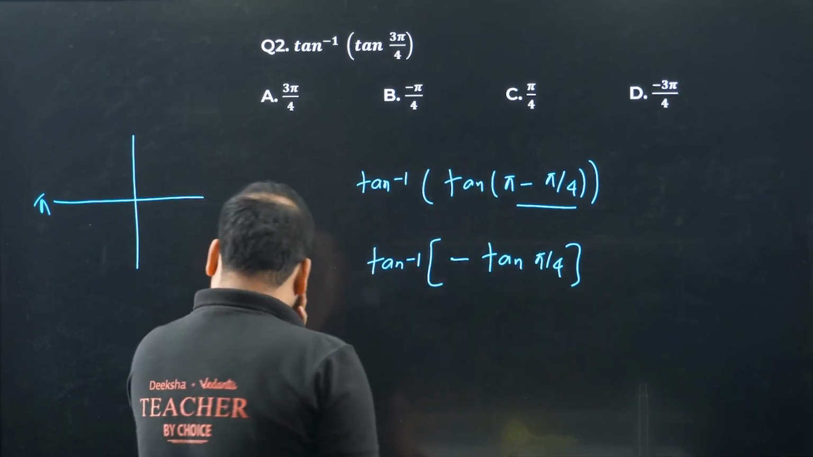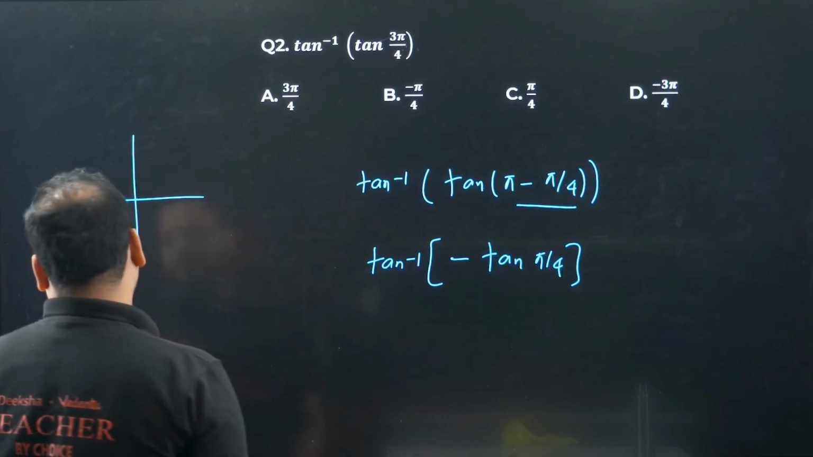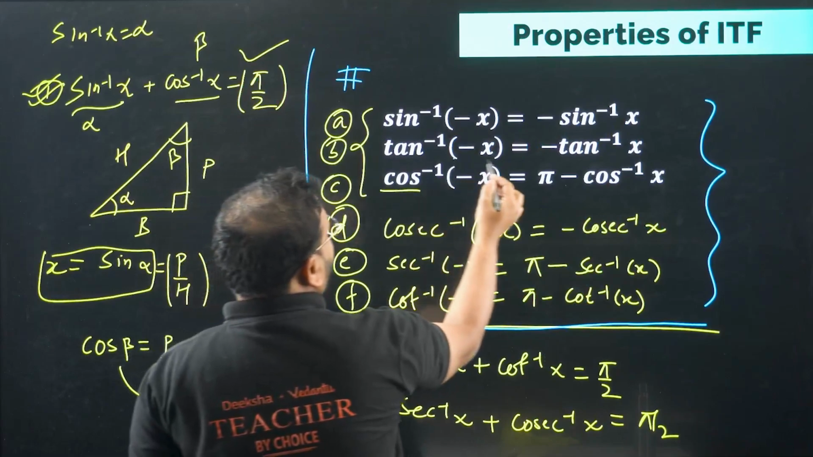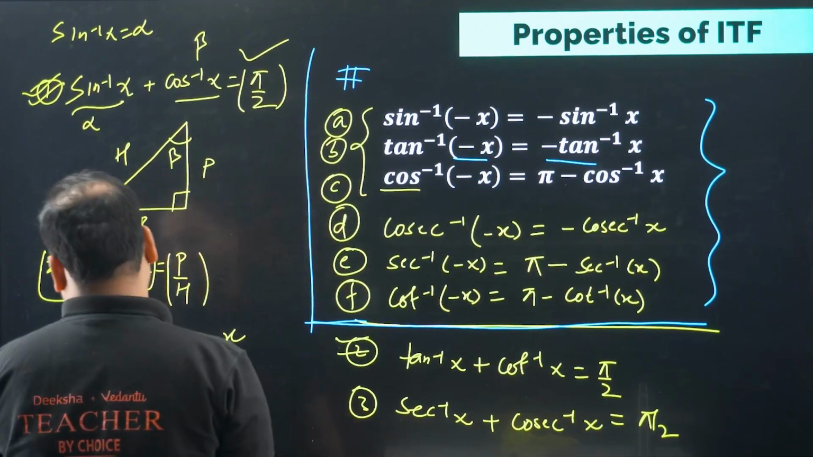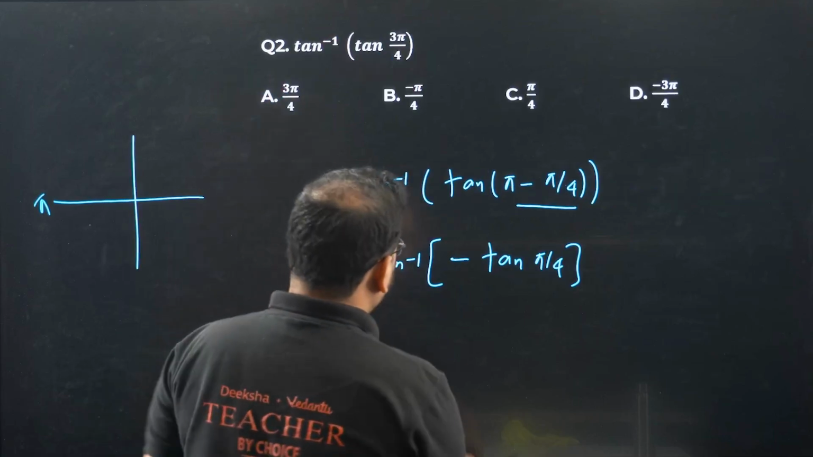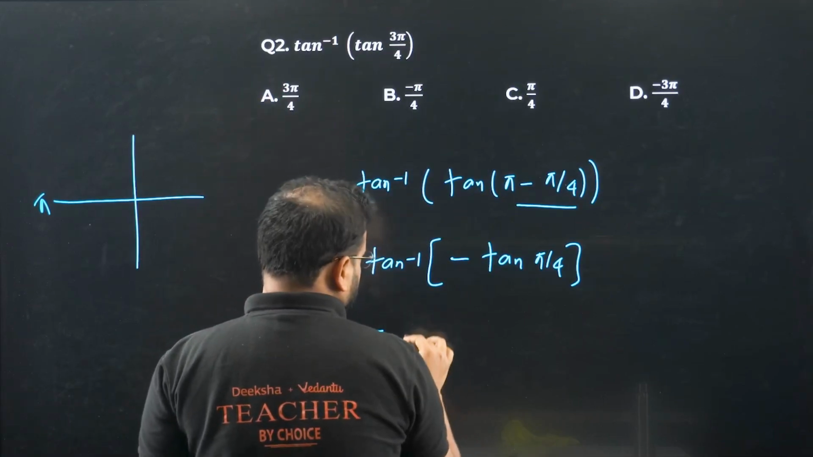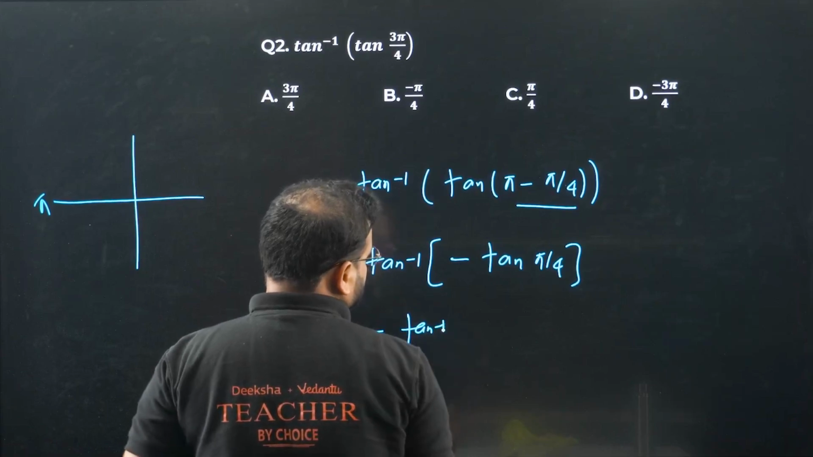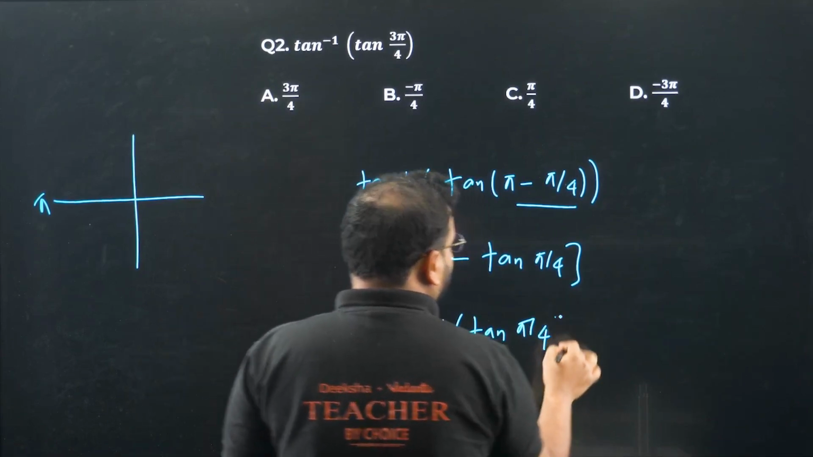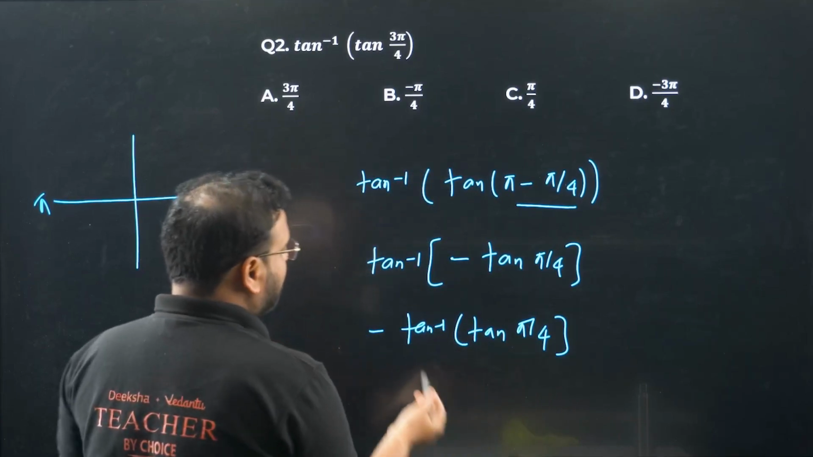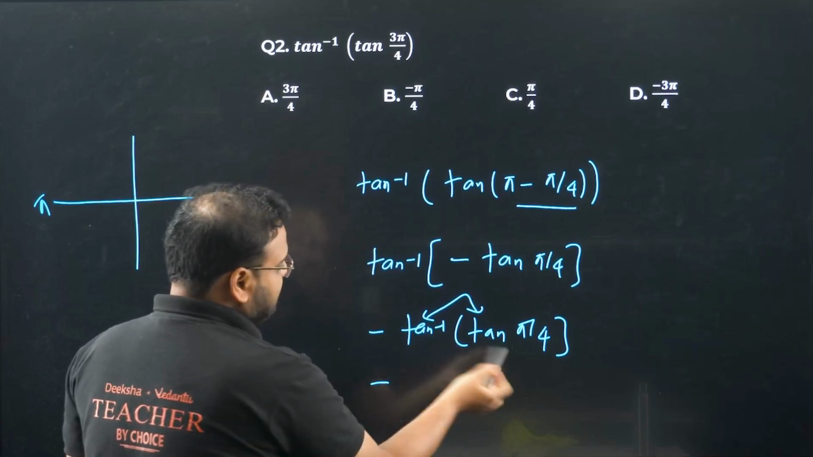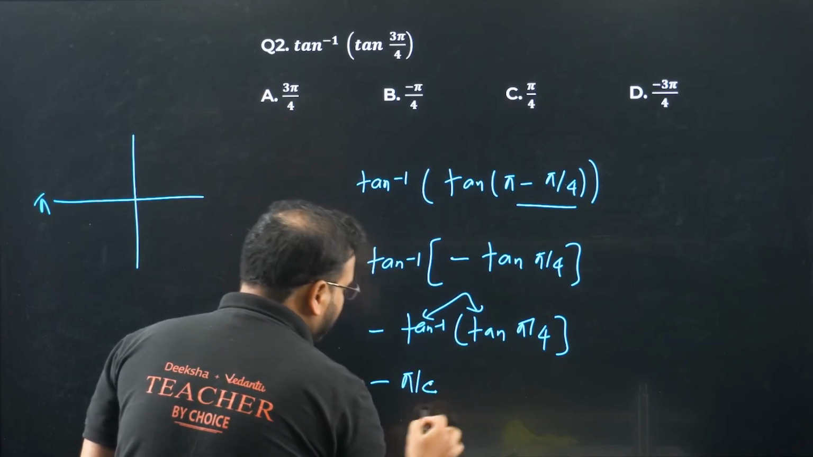Tan inverse of tan. Tan inverse of tan is what, dear? Remember this property over here? With a minus sign, if I have tan inverse of minus x, it becomes minus tan inverse of x. Great. So what I have over here is going to be minus tan inverse of tan pi by 4. We have learned this, sine inverse of sine, cos inverse of cos. They are inverse functions. It means simply they will negate each other, cancel each other out. Answer will become minus pi by 4.